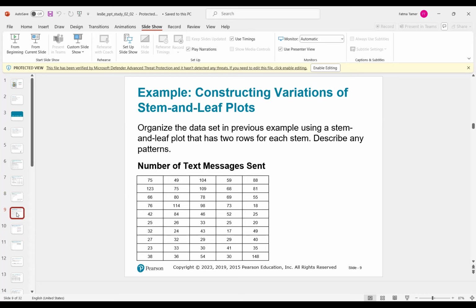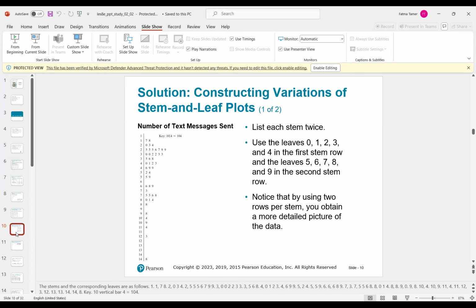Now, constructing variations of stem and leaf plots. Organize the data set in the previous example using a stem and leaf plot that has 2 rows for each stem. Describe any pattern. So the requirement this time is 2 rows for each stem, and then we're going to describe the pattern. When they say 2 rows for each stem, you list each stem twice. Use the leaves 0, 1, 2, 3, 4 in the first stem row, and the leaves 5, 6, 7, 8, 9 in the second stem row.